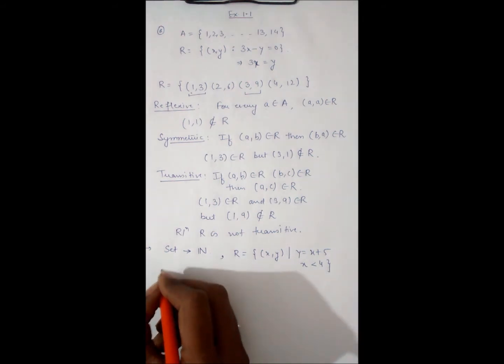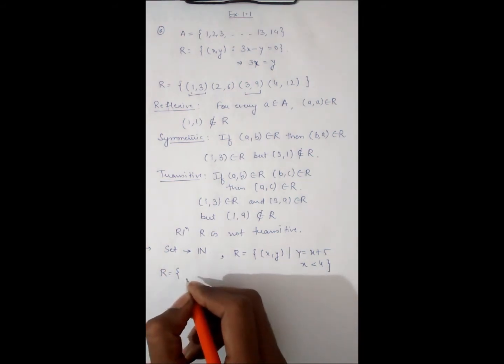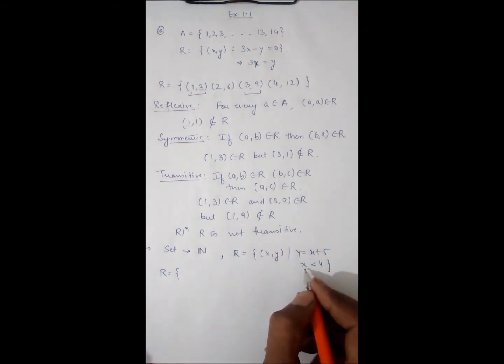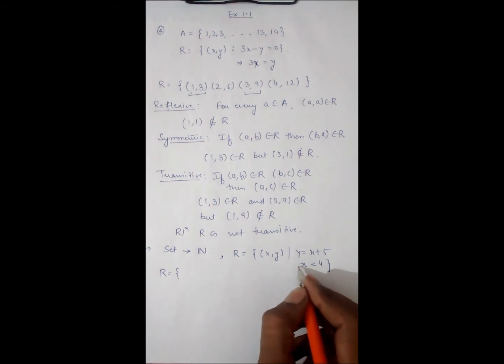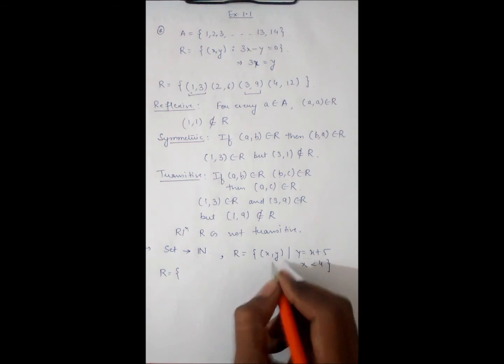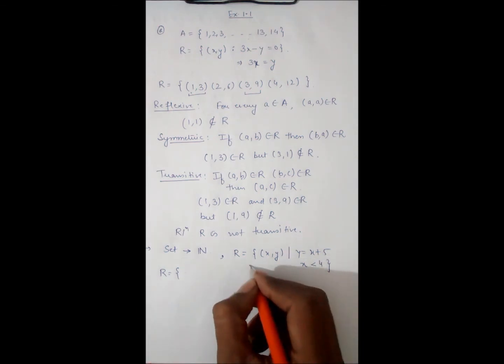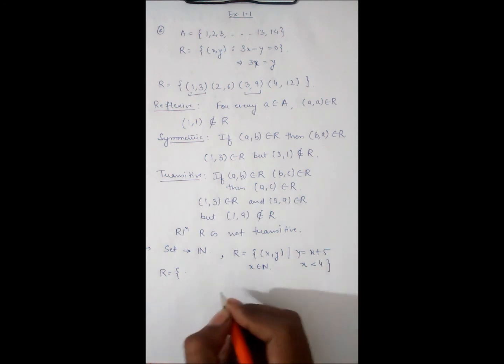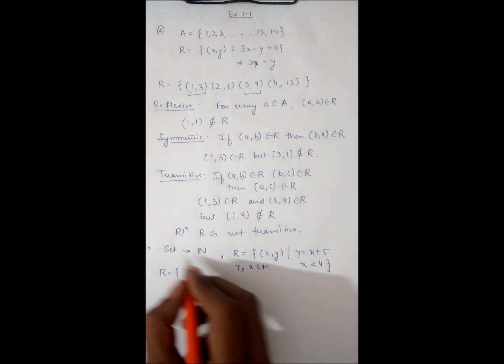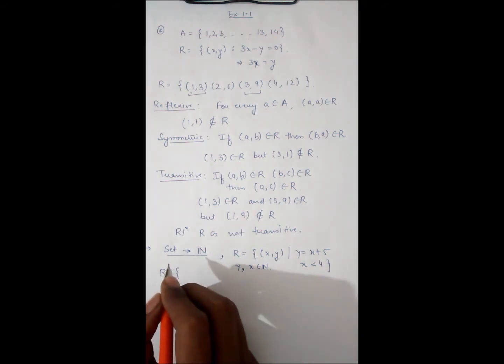Now I am going to write R in roster form, that is, I will list the elements. y will be equal to x plus 5, and x is strictly less than 4. Now the lower bound will be what? Because x belongs to the set of natural numbers, y also belongs to the set of natural numbers, because both of these elements are from the parent set in which we are finding the relation.